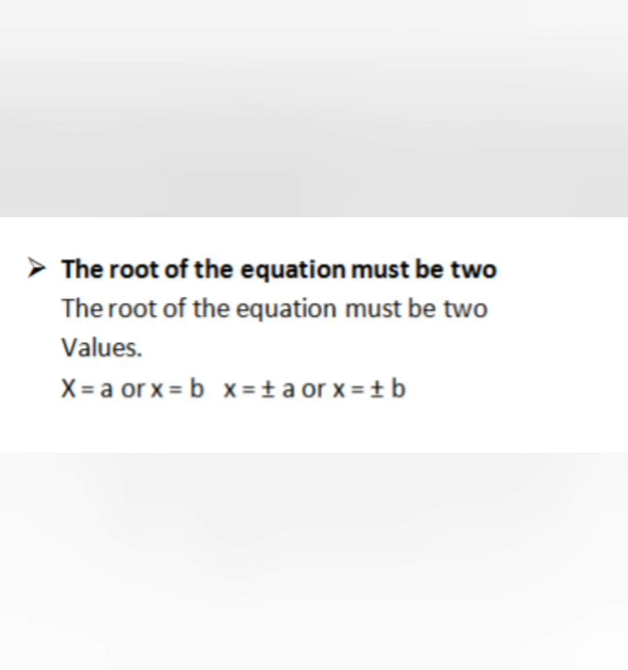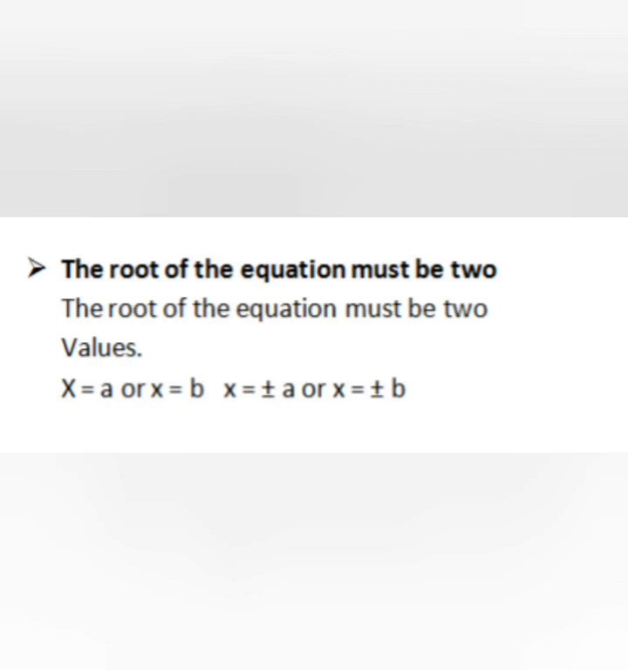Then the root of the equation must be 2 values. Anytime you are solving any quadratic equation, the root of the equation must have 2 values. Either x is equal to a, or x is equal to b, when we have 2 different answers. Or our x can be equal to plus or minus a.